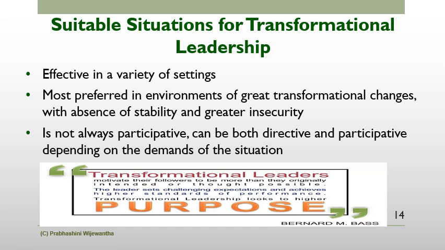Transformational leadership is not always participative; it can be both directive and participative depending on the demands of the situation. Though transformational leadership is identified to have very positive outcomes, it does not always demand the participation of the subordinates in decision making. Sometimes transformational leaders can be directive and on other occasions they can be participative, depending on the demands of the situation they are facing. So it is flexible.